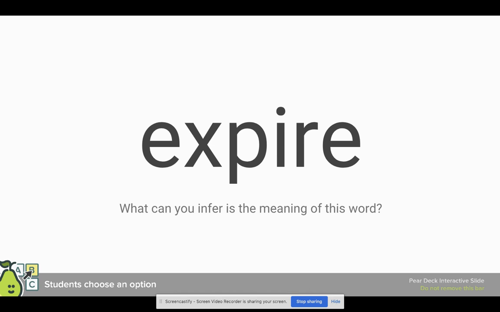All right, let's look at this word, expire. What can you infer is the meaning of this word? Take a minute, think about it, choose your option, and then when you're ready, move on to the next slide.